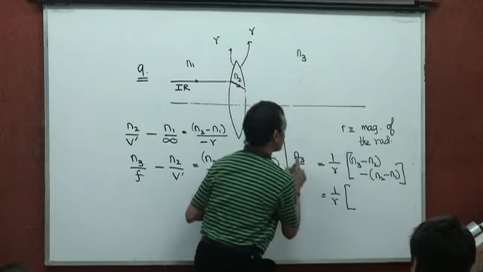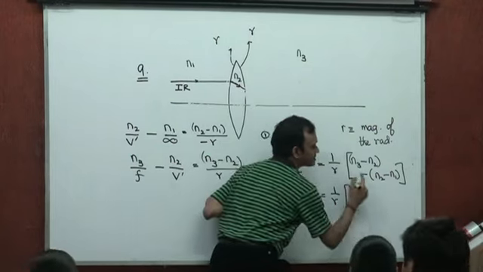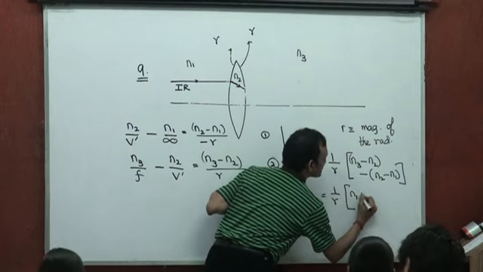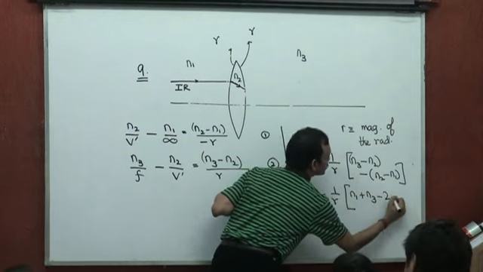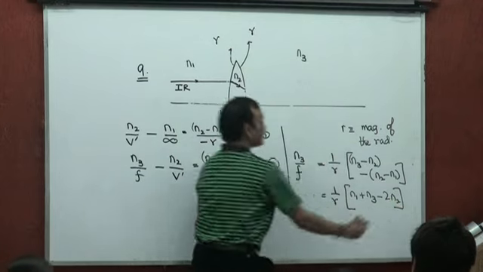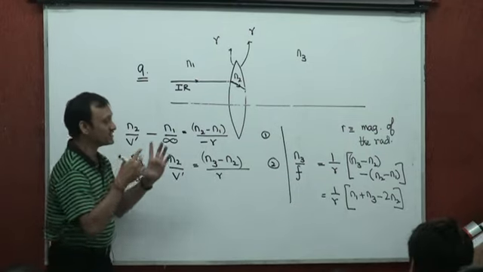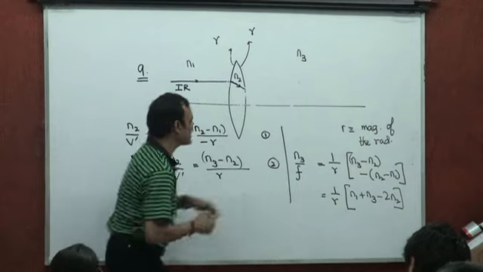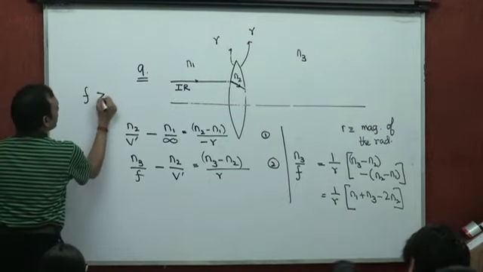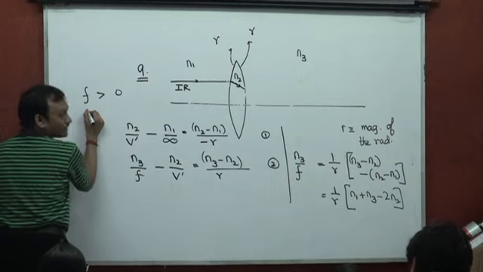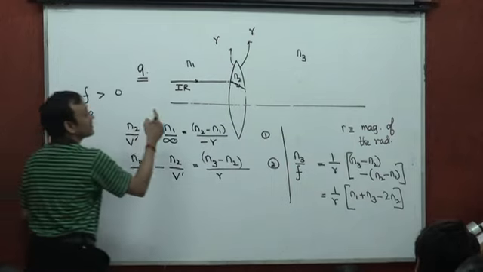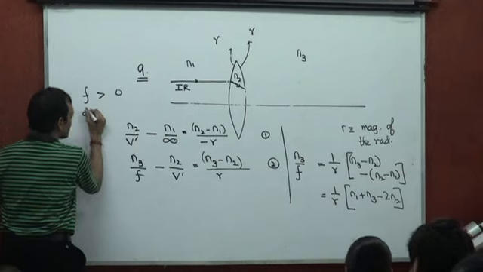R is a positive number. N1, N2, N3 are all positive numbers. So it is N1 plus N3 minus 2N2. Now, evidently, f greater than 0 would cause it to be a converging lens. Measured opposite to that, f less than 0 would cause it to be a diverging lens.